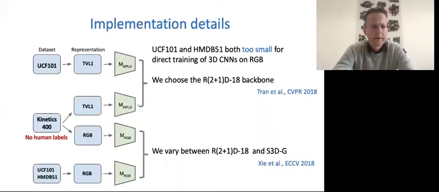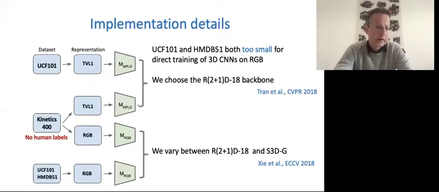So here are some implementation details for the experiments I'm going to detail. It is well known that both UCF101 and HMDB51 are too small for direct training of 3D CNNs on RGB information only. So we use UCF101 as our source set for the motion pseudo label generator. We extract TV-L1 optical flow, and we train a model here on the R2+1D-18 layered backbone from Tran et al., from CVPR 2018.